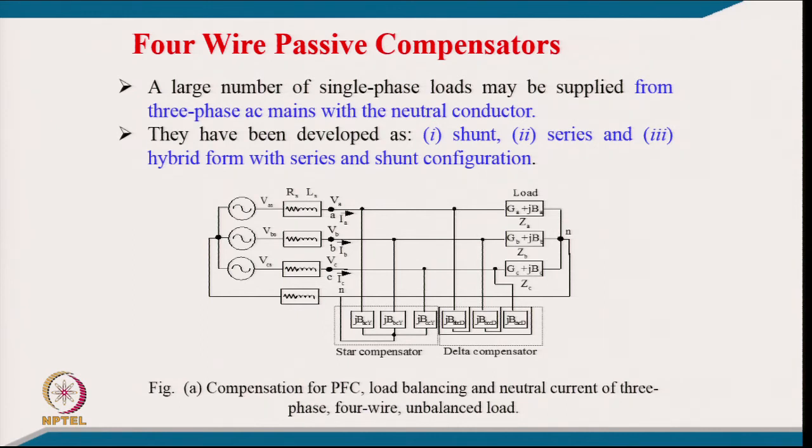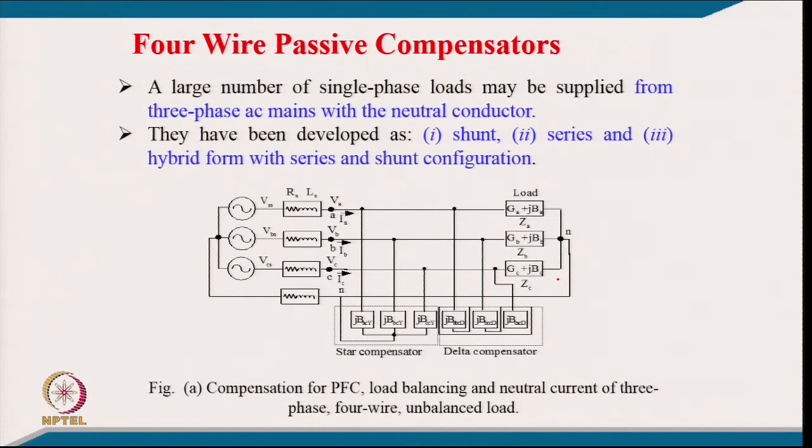Now a large number of single phase loads may be supplied from 3 phase AC with the neutral conductor, because the neutral current conductor is connected here, and shunt, series and hybrid series and shunt compensators have been developed. For this purpose, we need a compensator with 6 branches. Why do we require 6 branches? First we can make one compensator here for power factor correction individually. Once you correct the power factor individually and compensate the neutral current also, then the neutral current becomes 0.